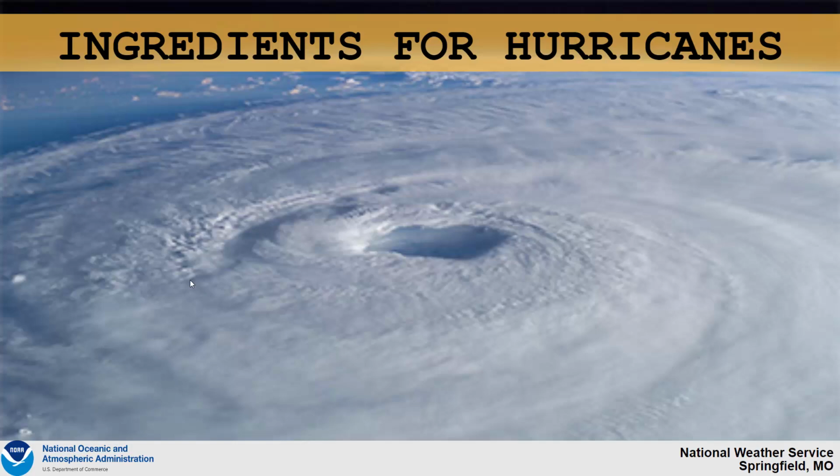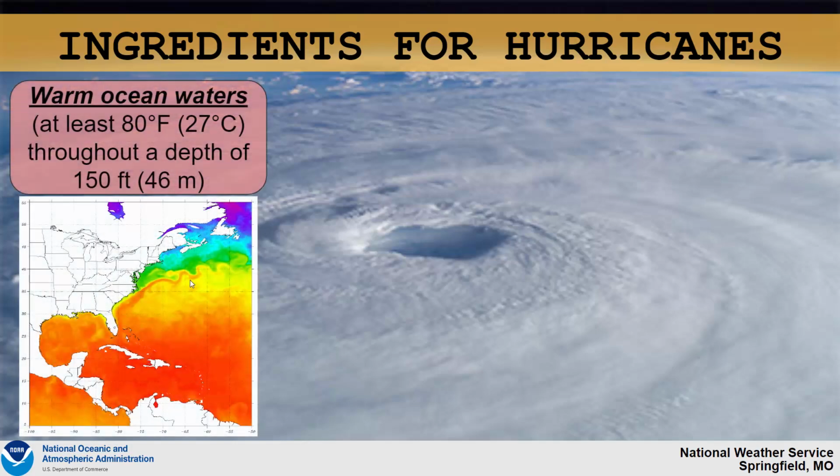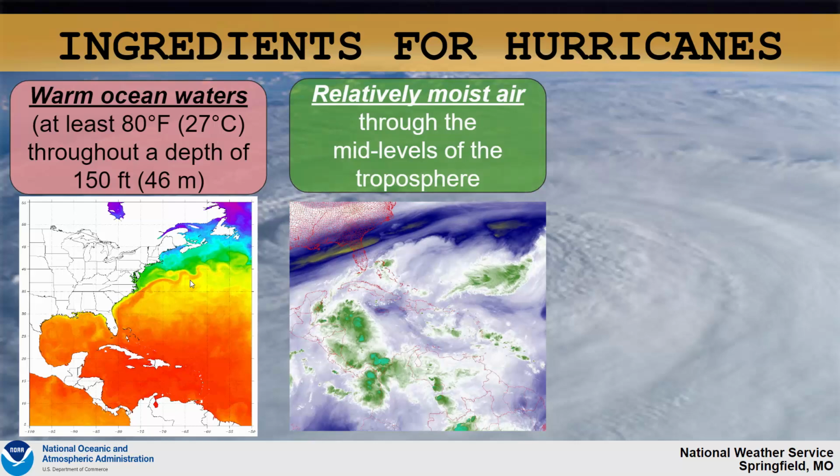So, there are three main ingredients that are needed for hurricanes to form. Now, I kind of mentioned the first two previously. This is, of course, warm ocean waters and relatively moist air. These two variables need to be relatively deep, both through the ocean and into the atmosphere, so that enough energy is there to sustain a hurricane.